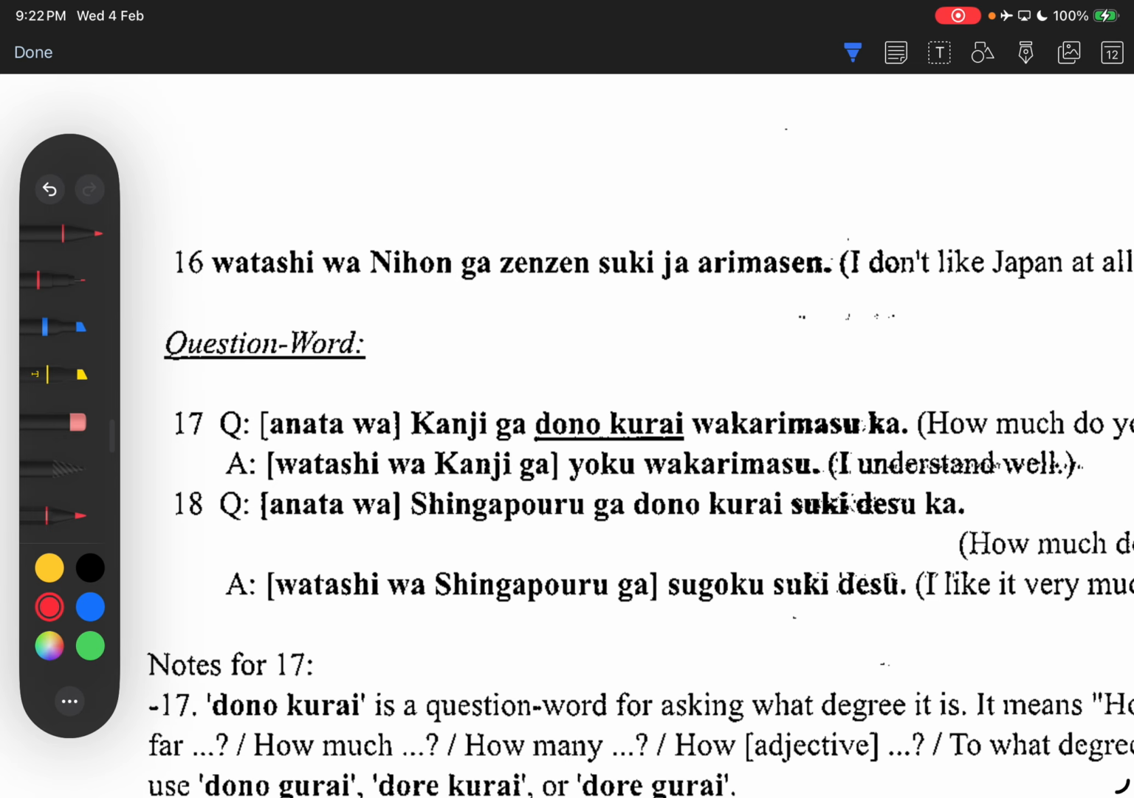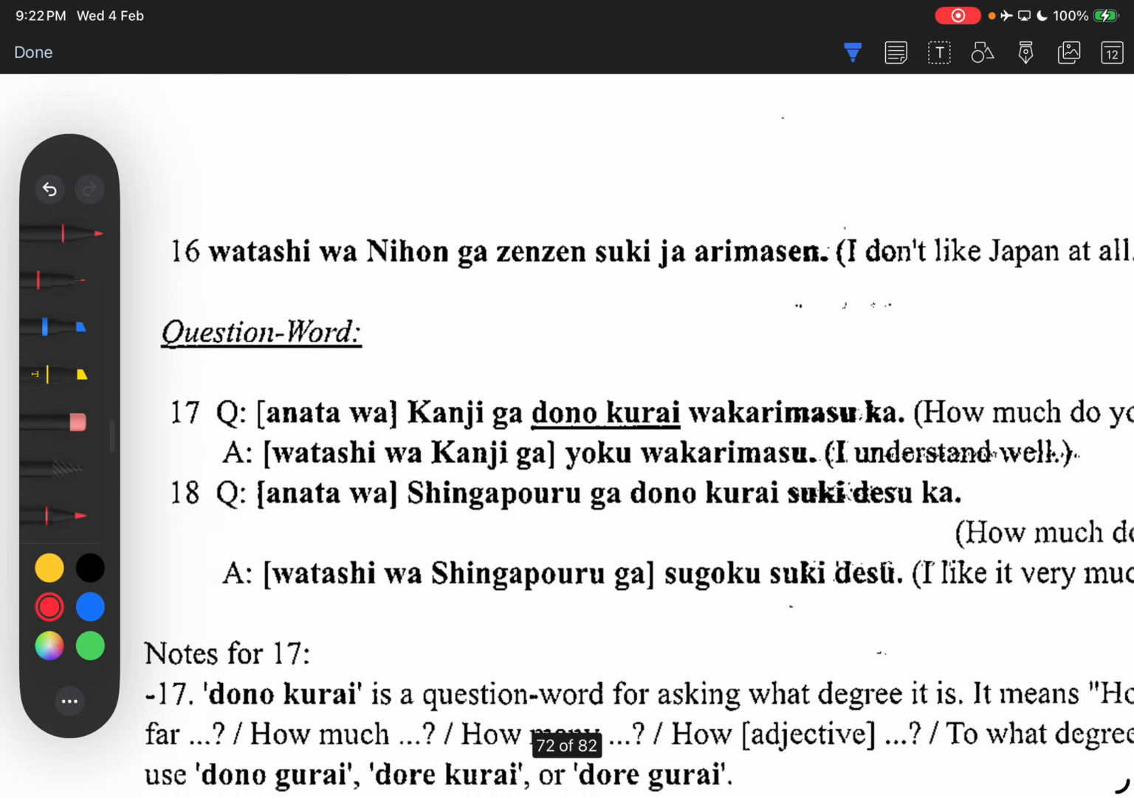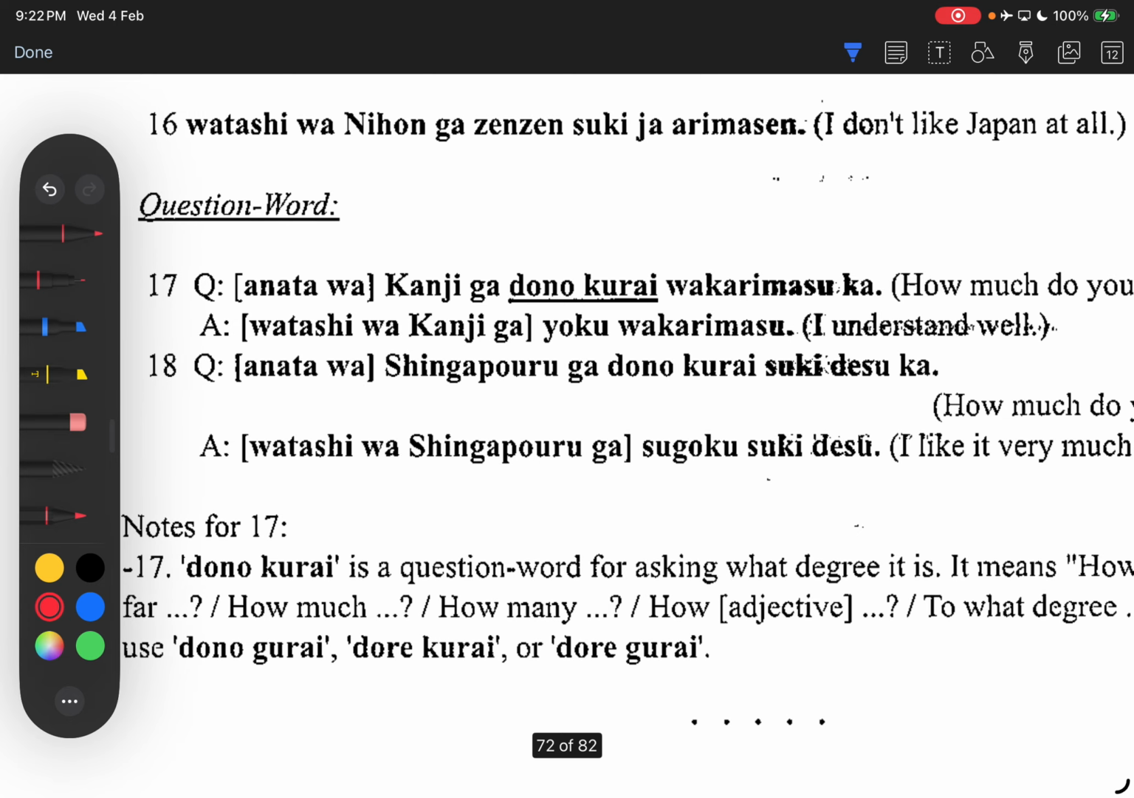Right? Number 17. We can ask to what extent by using this question word called どのくらい. So どのくらい is also pronounced as どのぐらい. I will use the ぐらい more often. So why is there a difference between くらい and ぐらい? Because of Osaka and Tokyo. The Osaka people will use the くらい. The Tokyo people will use the ぐらい. So it's just different regions using different ones. But both are understandable. For me, I'm quite used to using ぐらい. If you want to use くらい also can.